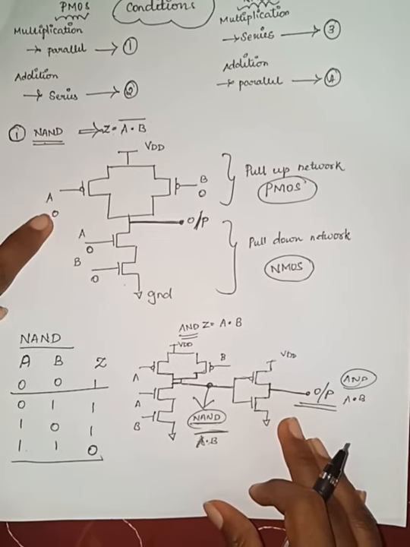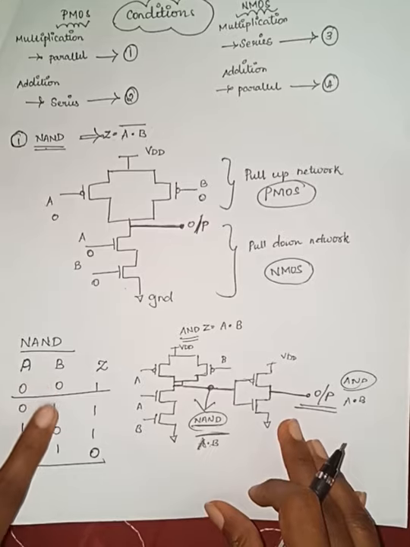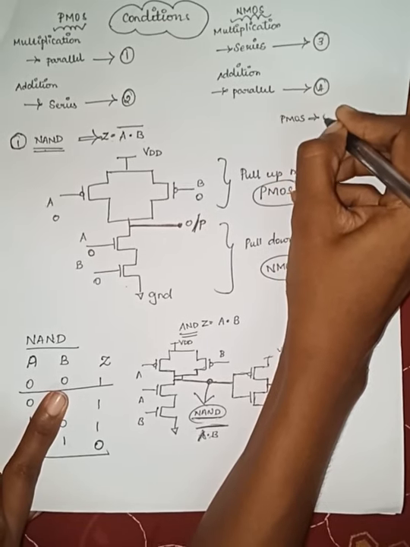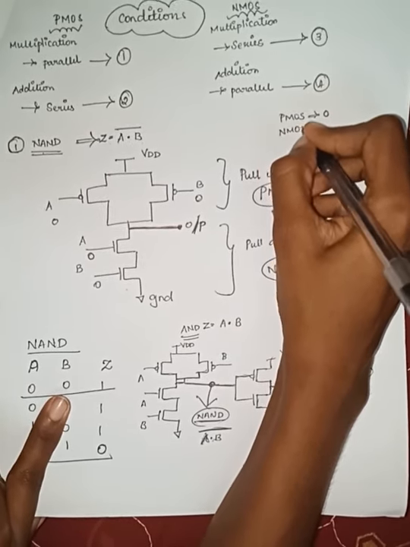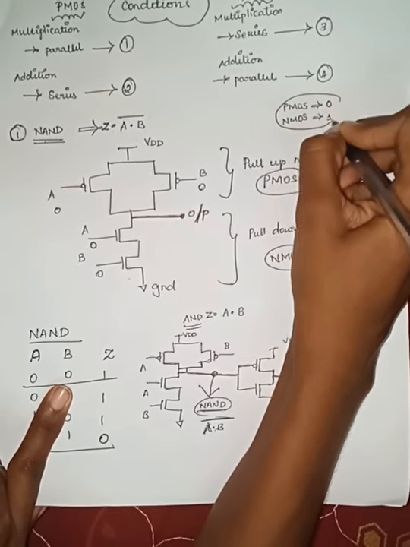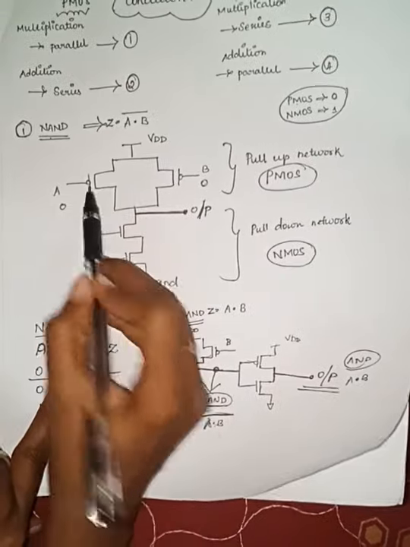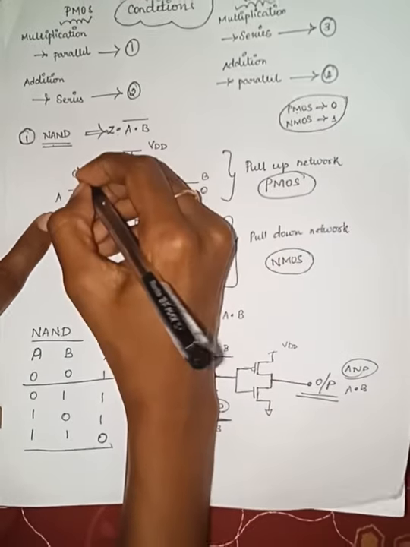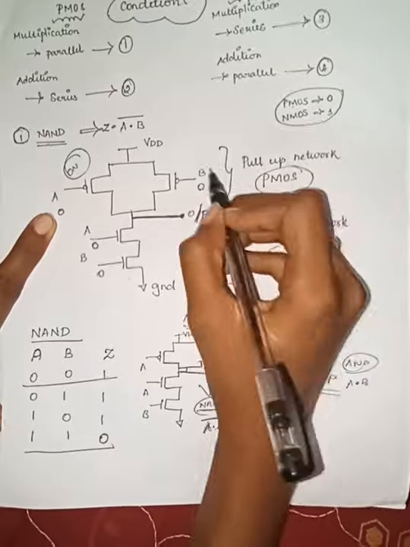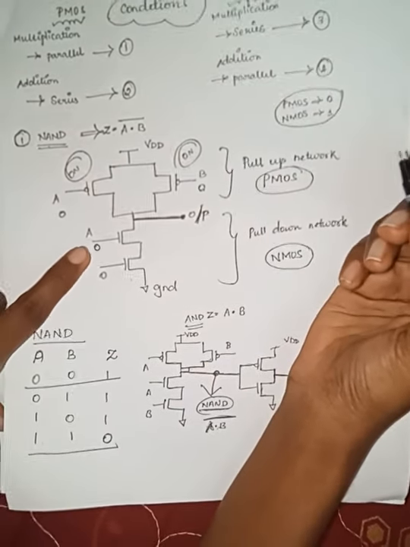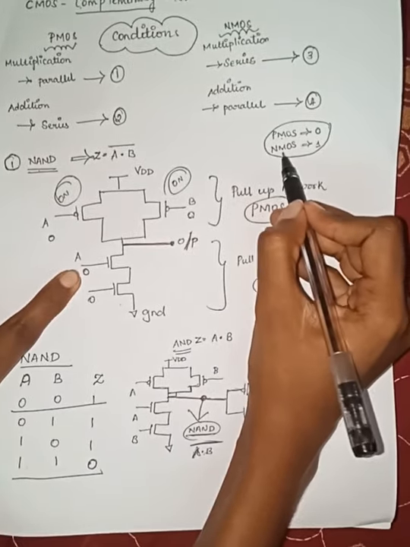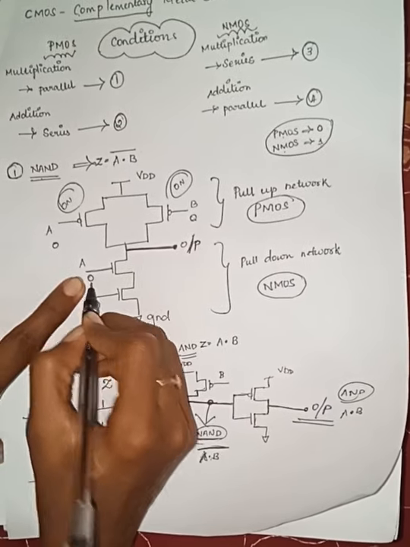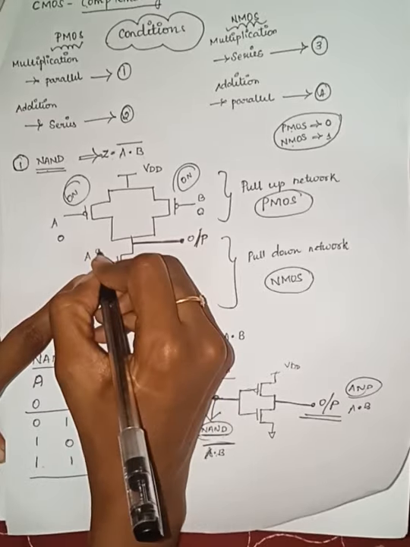Now when we are giving input as 0 for A and input as 0 for B, normally PMOS transistor gets on when we give input 0 and NMOS transistor gets on when we give input 1. This is the condition of PMOS and NMOS. So this is PMOS, this is NMOS. We are giving input as 0. So when we are giving input 0, PMOS gets on. NMOS always gets on when input is equal to 1, but here the input of NMOS is 0.